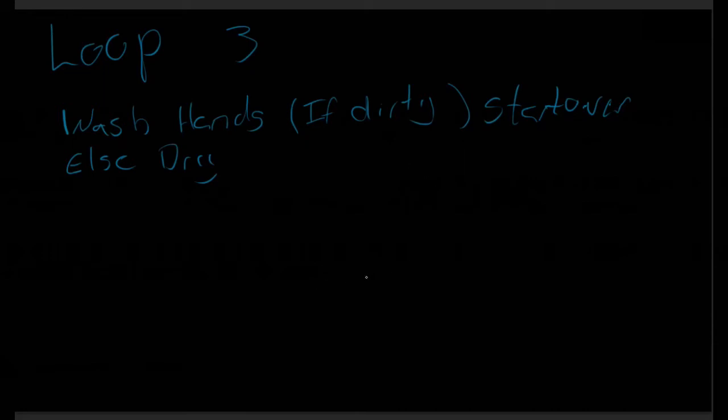So in a loop, for example, we would say something. Let's use a new little symbol here. We're going to say get soap. Right? So we're going to get soap and wash hands, right? So here's our little check here. And we're going to say if dirty.